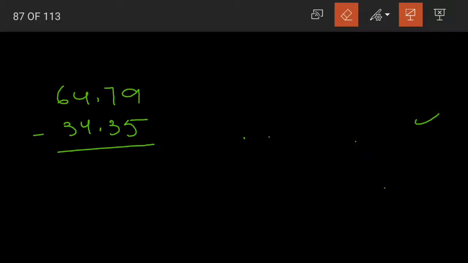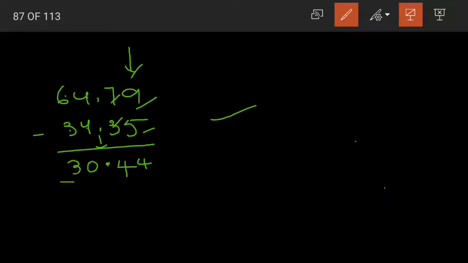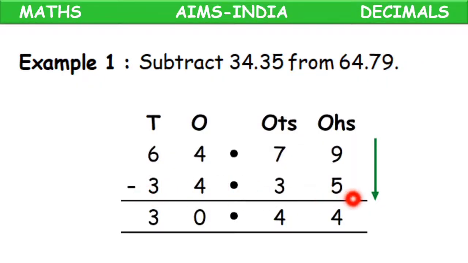Yes. Now we have already placed the numbers according to the place values. Arrangement is done. The only thing left is subtracting. 9 minus 5, 4. 7 minus 3, 4. Then the decimal point. 4 minus 4, 0. And 6 minus 3, 3. 30.44 is the difference between the given two decimal numbers. Yes, children, understand?